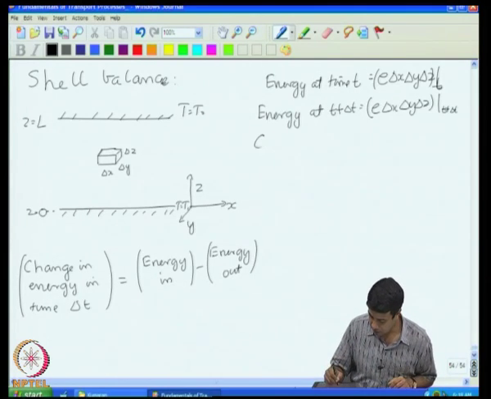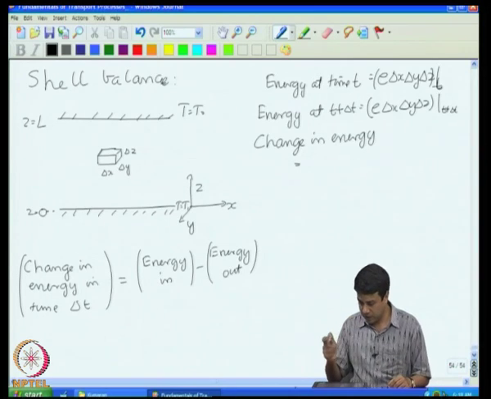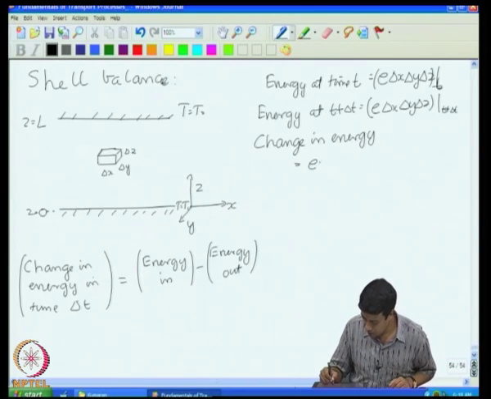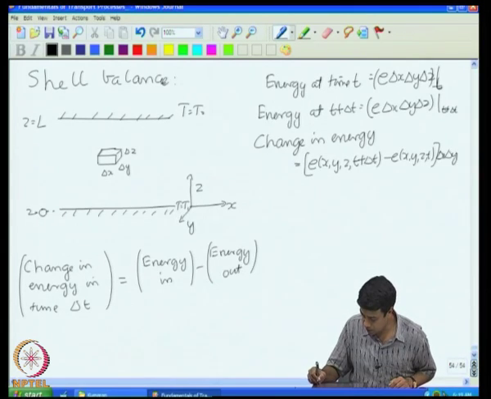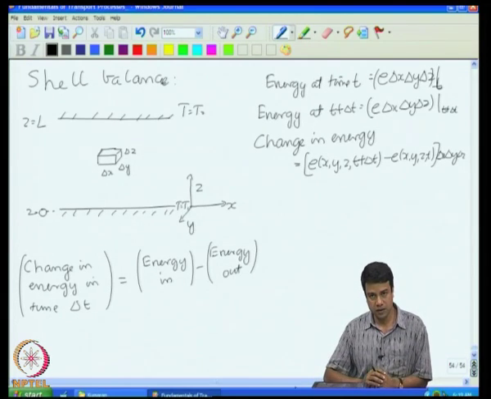Therefore, change in energy will be equal to E at x, y, z, t plus delta t minus E at t, times delta x, delta y, delta z. So, that is the change in energy within the time interval delta t.